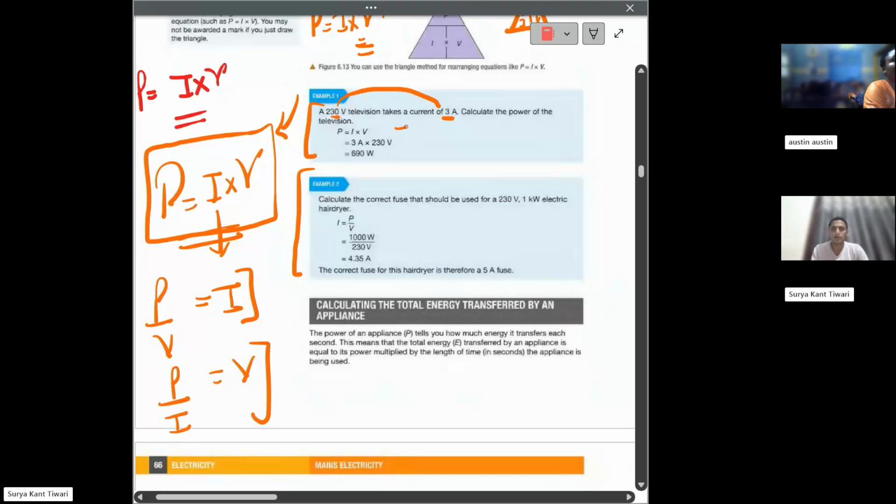Try to solve it. Power is equal to current times volt.